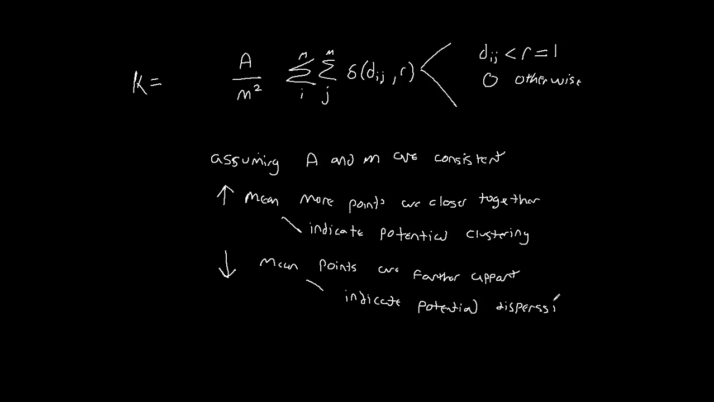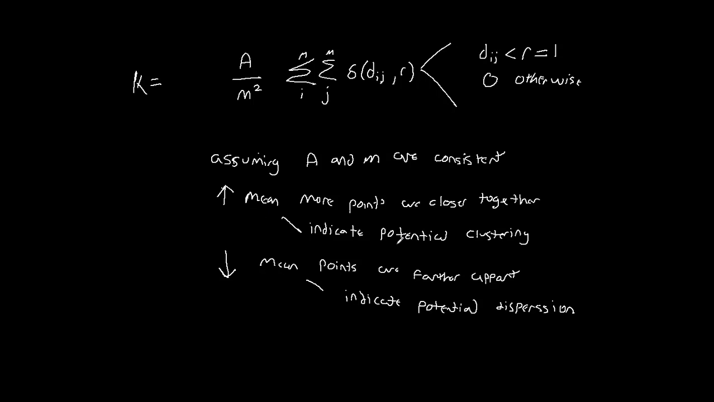So again, we're assuming that these two things aren't changing. And that would make sense, because this whole summed thing is going to go on the numerator. So the more points that are within that radius, the larger the numerator is going to be, the larger the whole number is going to be. So the higher this number goes, assuming these don't change, that means you're having more points that are closer together. And this is going to potentially indicate clustering.